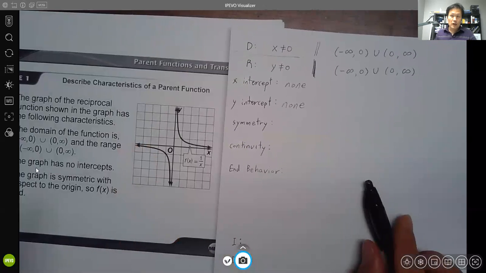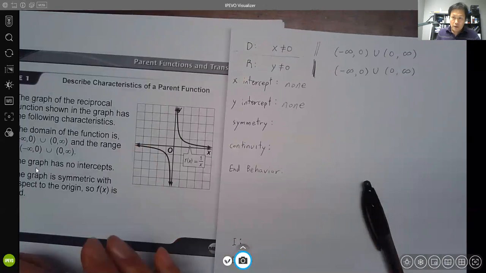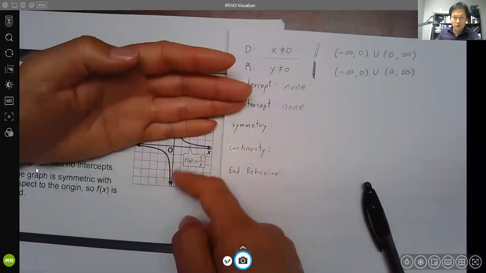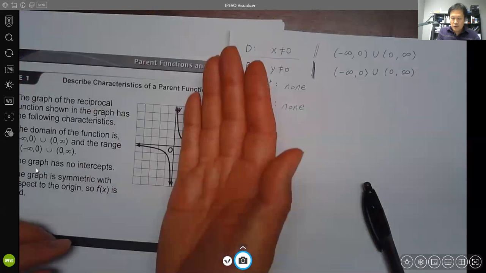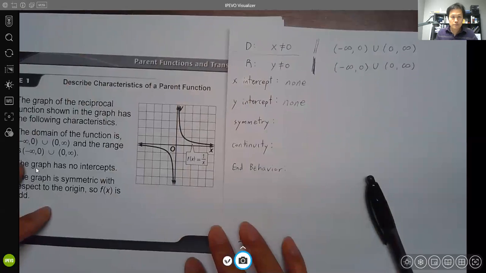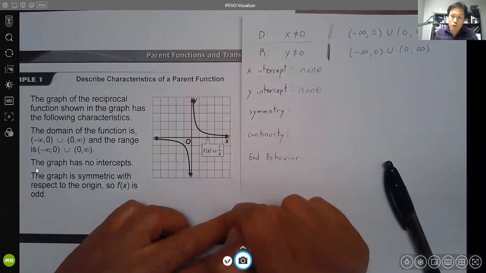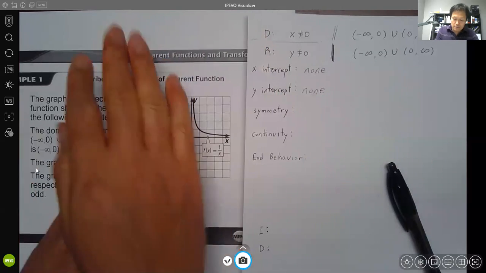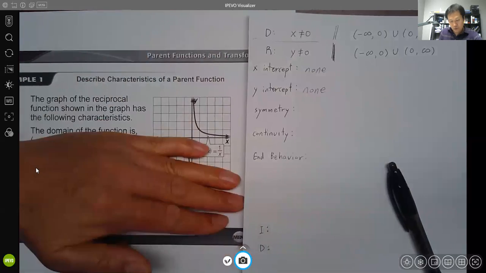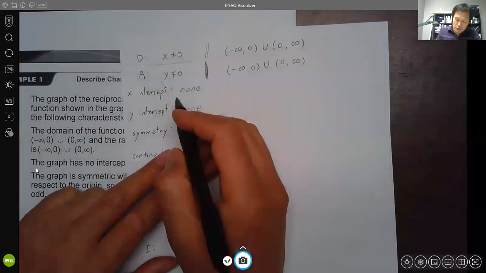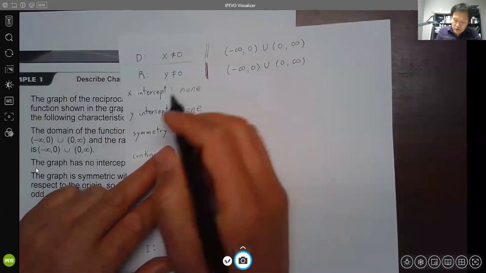Symmetry. That's from the last chapter. There are three kinds of symmetry here. Symmetry of the x-axis: can you flip and match on the bottom? No, it's not going to work. Symmetry of the y-axis: can you flip? No, it's not going to work. Symmetry of the origin: this part, the top right corner, can you reflect it over the x-axis and the y-axis? Yes. It is symmetric about the origin.